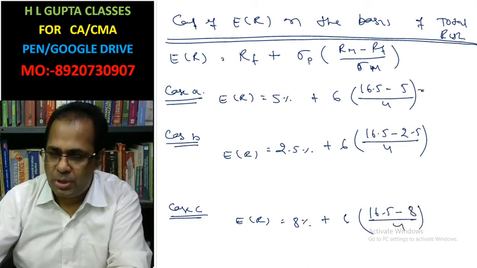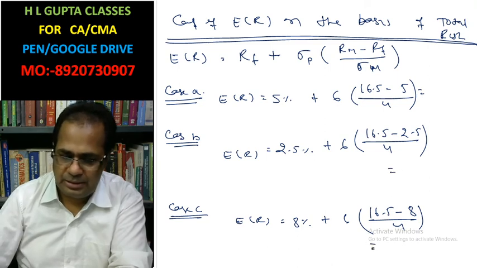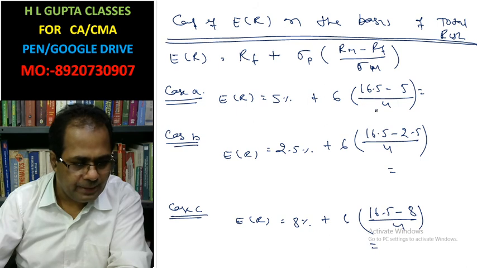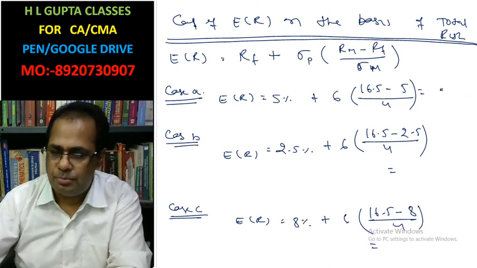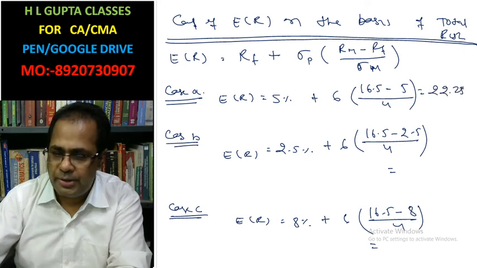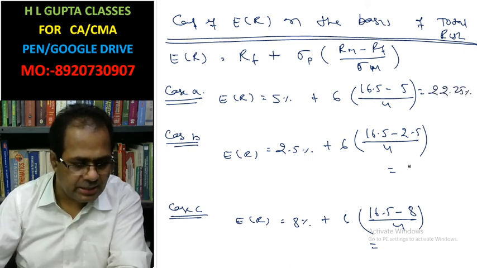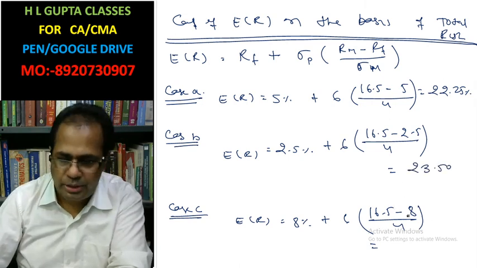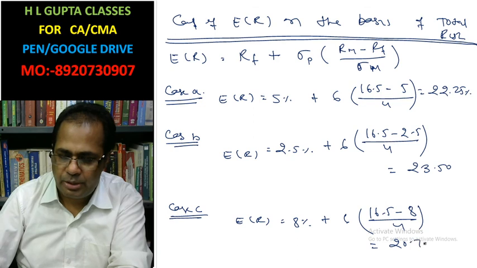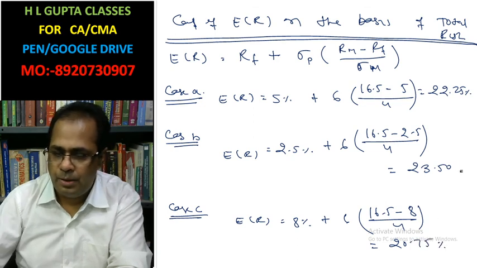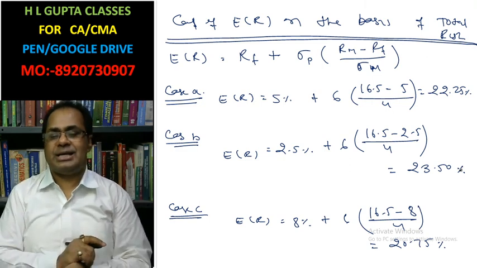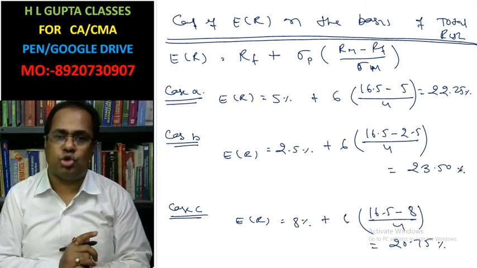What will be your answer in this case? The first case is 22.25. In the second case, 23.50. In the third case, 20.75. Okay, you have calculated the expected return in all three cases on the basis of total risk.